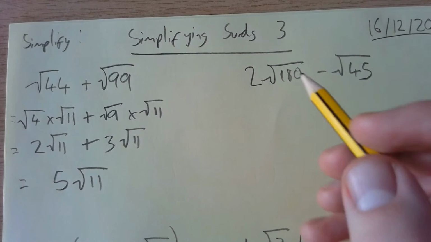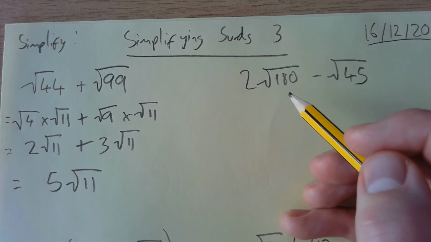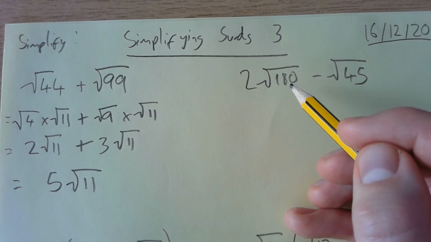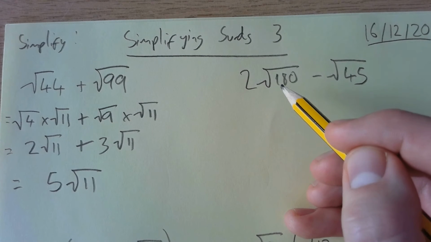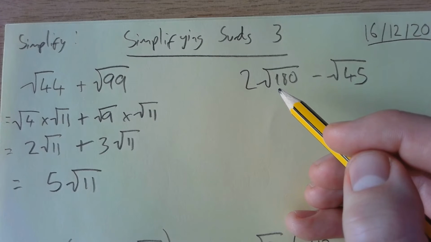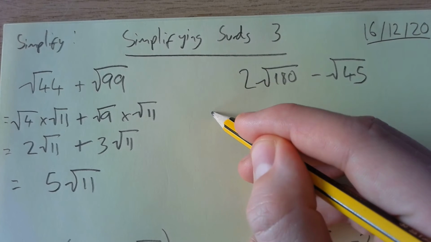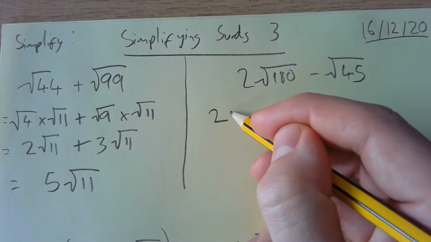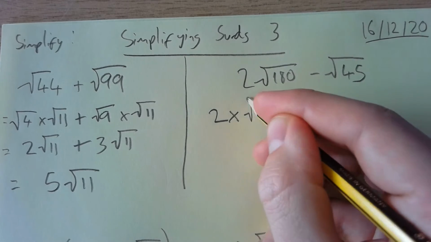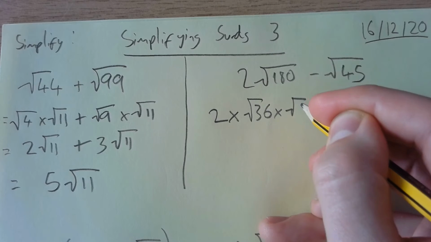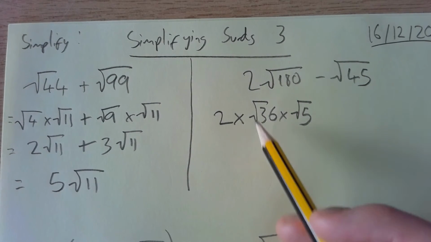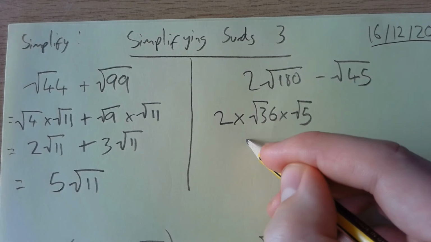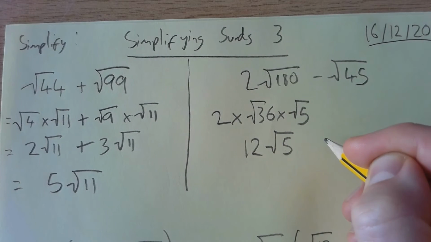Going to have a look at this one. Once again, as I've said in previous lessons, always look for the biggest square number that you can get into it. 180 has 4 that goes into it, has 9 that goes into it, but the biggest square number that goes into it to make our lives easier is 36. So just like before, I'm going to park the 2 on the side. Let's draw a line down there so that's nice and clear. 2 and root 180 is the same as root 36 times root 5. Root 36 is just 6. So it's 2 times 6 times root 5, or 12 root 5.